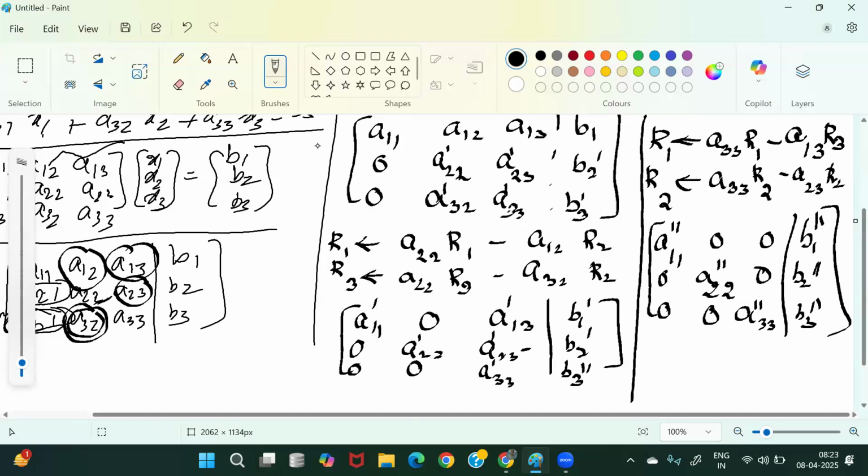Now rank is 3 because there are 3 non-zero rows. It is in echelon form. It is in diagonal form. You get the trace. Trace is the sum of diagonal elements. And you got the solutions also for x1, x2, x3 straight away. So one method answering so many: you got rank, you got trace. This is echelon form. And you got the solution as well.